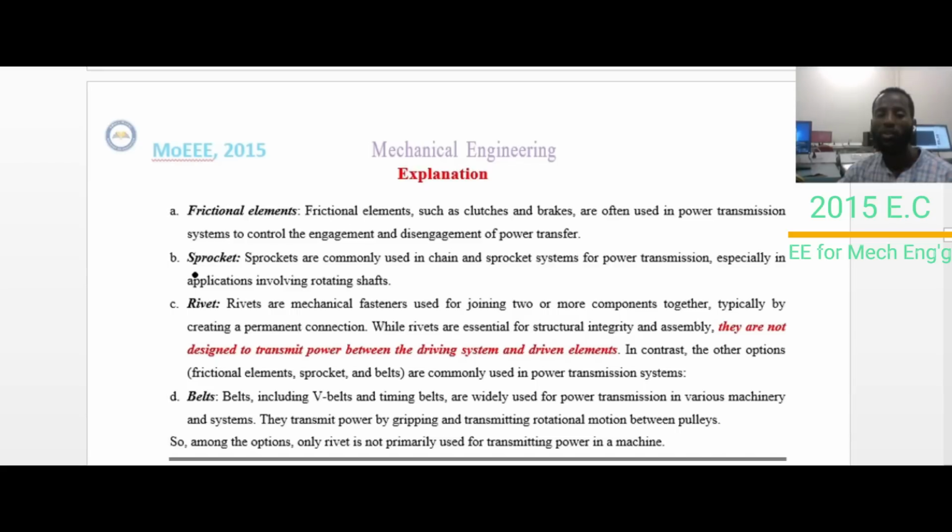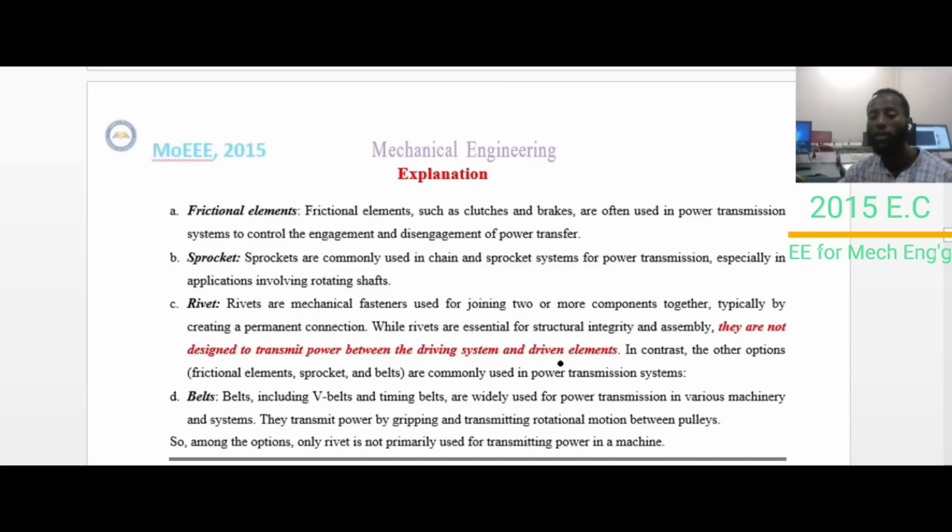And B, sprockets are commonly used in chain and sprocket systems for power transmission, especially in applications involving rotating shafts. And in C, we have rivets. Rivets are mechanical fasteners used for joining two or more components together, typically by creating a permanent connection. While rivets are essential for structural integrity and assembly, they are not designed to transmit power between the driving system and the driven system.